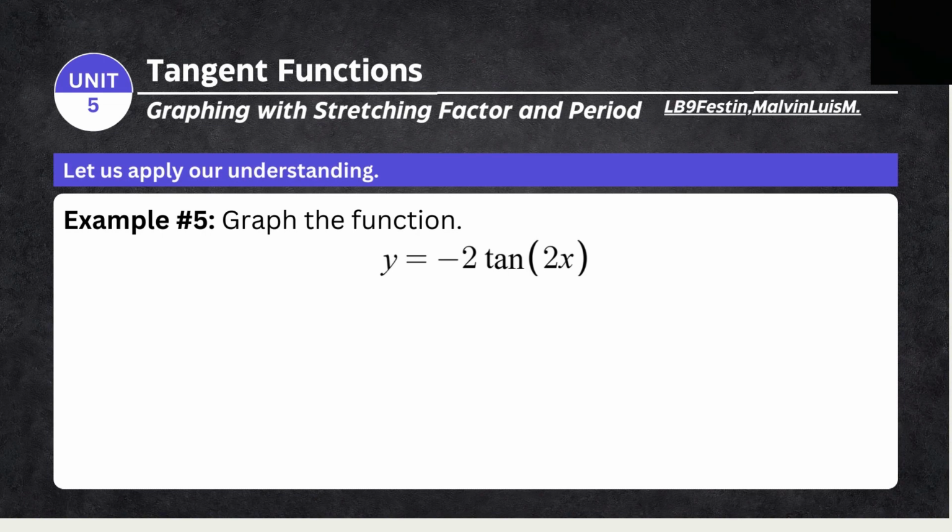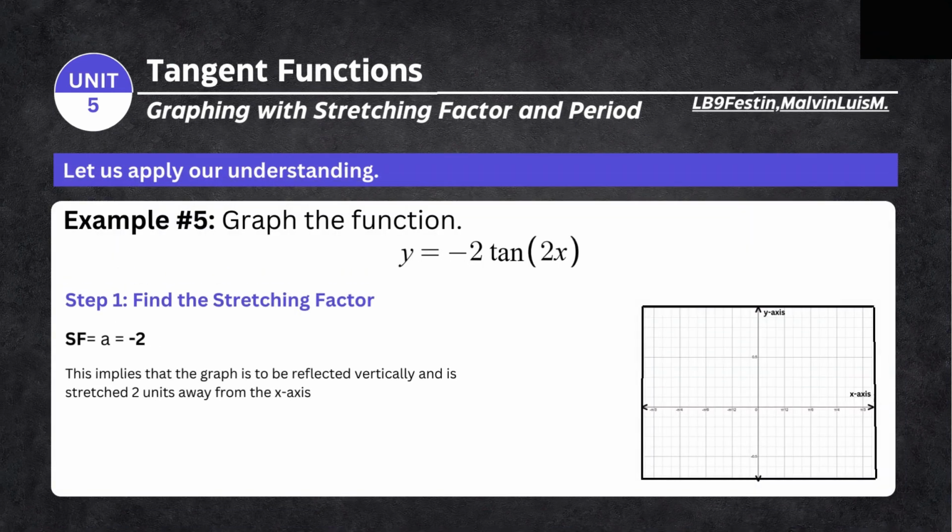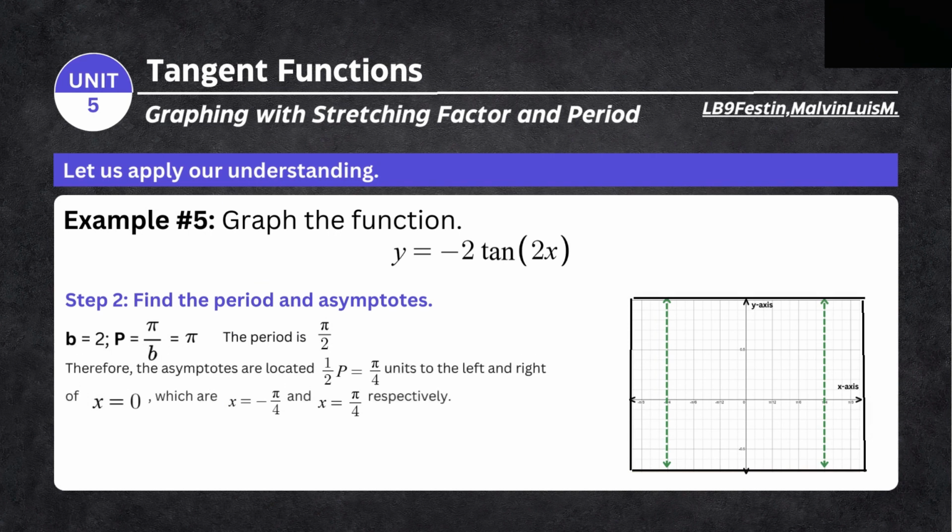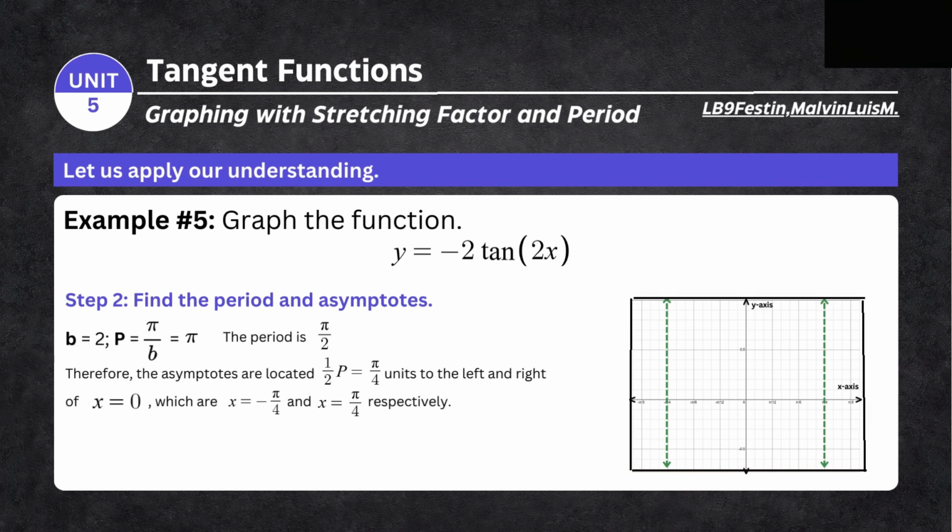Let us graph the function y is equal to -2 tan quantity of 2x. First, let us find the stretching factor of the graph. The stretching factor is equal to the quantity of A, in this case -2. This implies that the graph is to be reflected vertically as it is negative and is stretched 2 units away from the x-axis. The second step in finding the graph of a tangent function with stretching factor and period is to find the period and asymptotes.